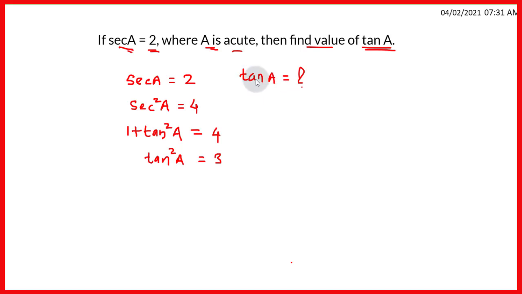We have to find the value of tan A, therefore just take the square roots of both the sides and you will get the value of tan A. So if you take the square root of tan square A, it will be tan A, and that is equal to square root of 3, and therefore tan A is equal to root 3. Highlight your answer. Now friends, move to the second question.